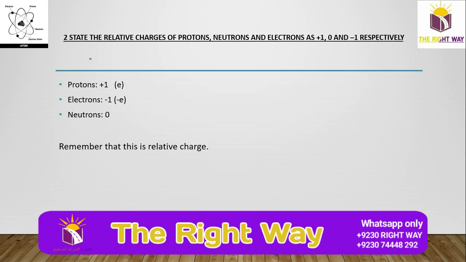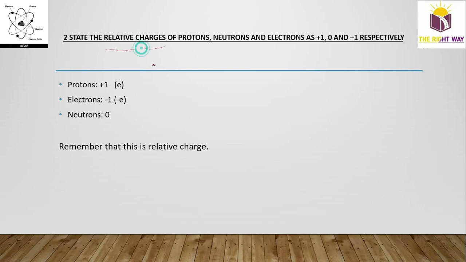Number two topic: state the relative charge of proton, neutron and electron as plus 1, 0 and minus 1 respectively. The proton charge is plus 1 and it is also denoted by plus e. This is relative charge. Here is a very important term, relative charge. The charge on a proton is 1.6 times 10 raised to power minus 19 coulomb.